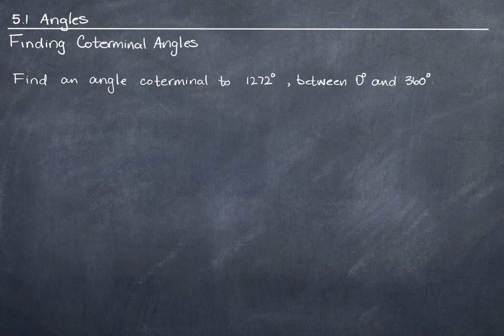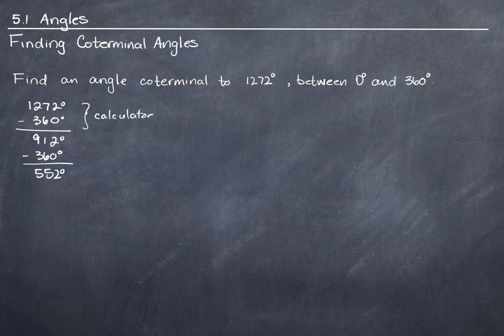If we're asked to find an angle coterminal to the angle 1272 degrees between 0 and 360 degrees, all we need to do is take 1272 and subtract 360 from it. We get 912. I am just using my calculator for this. This is all calculator work. That's absolutely fine. Okay. That's still bigger than 360. So I'm going to subtract 360 again, and I'm going to get 552. That's still bigger than 360. So I just need to subtract 360 again.